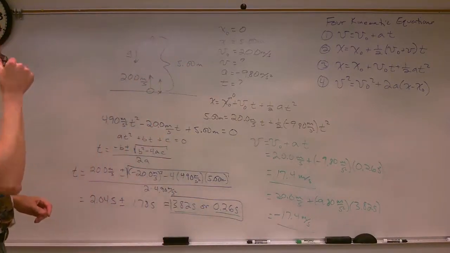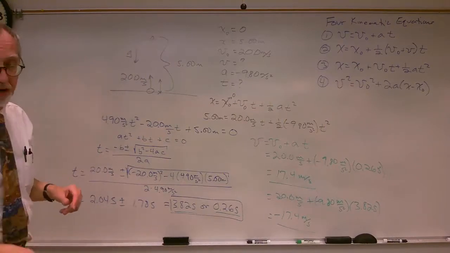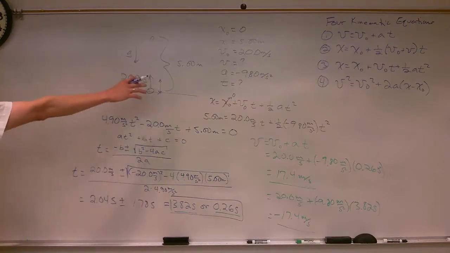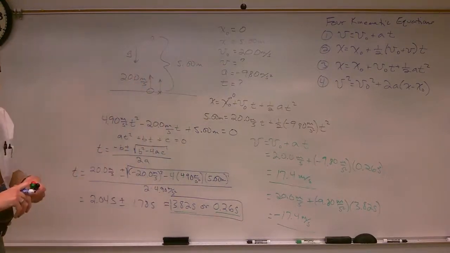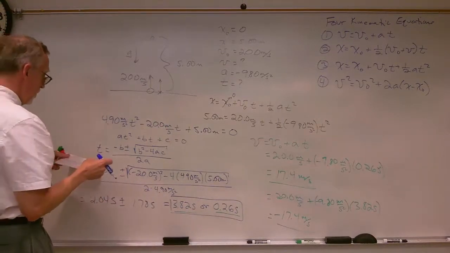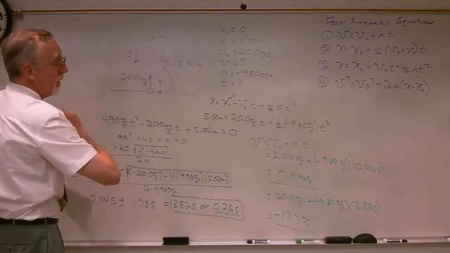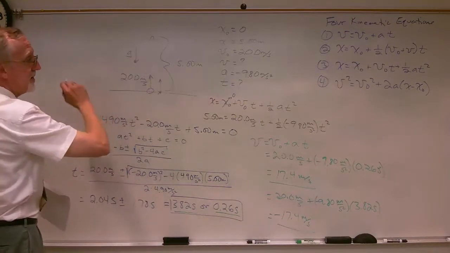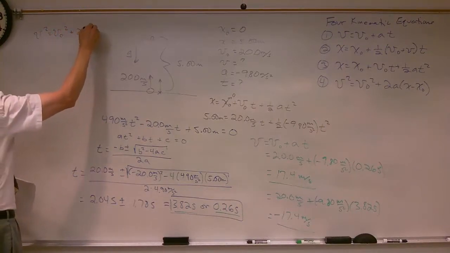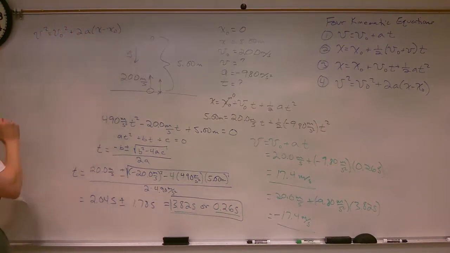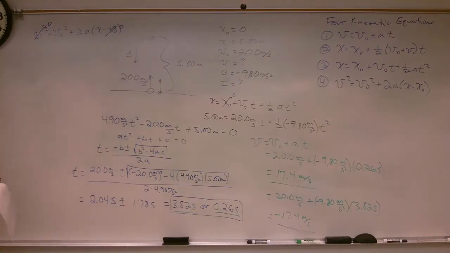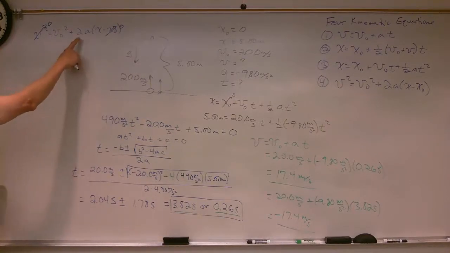So let's figure out where the velocity is actually 0. Let's assume then that our final velocity is 0. How high is it at that point? Well, what we can do now is use the fourth equation. We have v squared equals v naught squared plus 2a times (x minus x naught). x naught is 0, and now we're going to set our final velocity equal to 0. And what we want to do is solve for x.